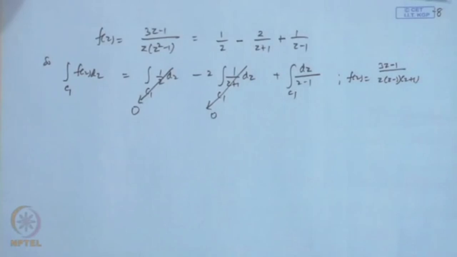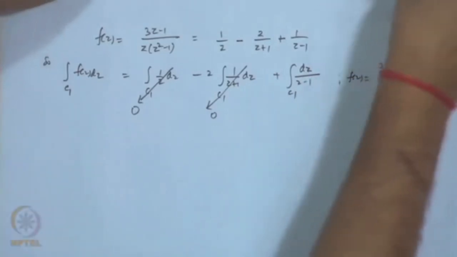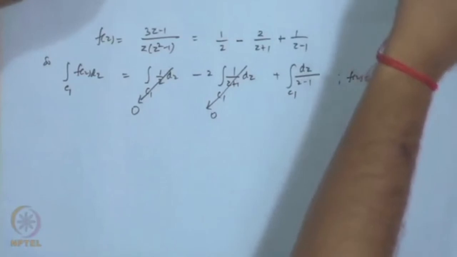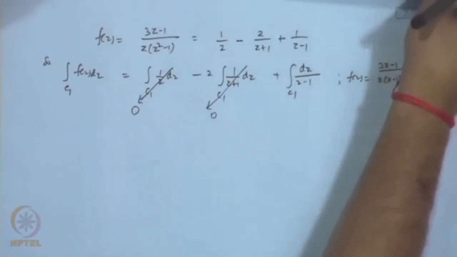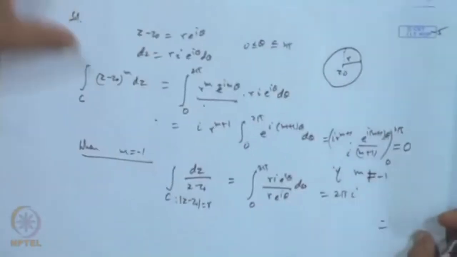So, since it lies inside, the value of this integral is nothing but the value of dz over z - 1. But we have already seen an example where the value comes out to be this, the integral of 1/(z - z0)^m.